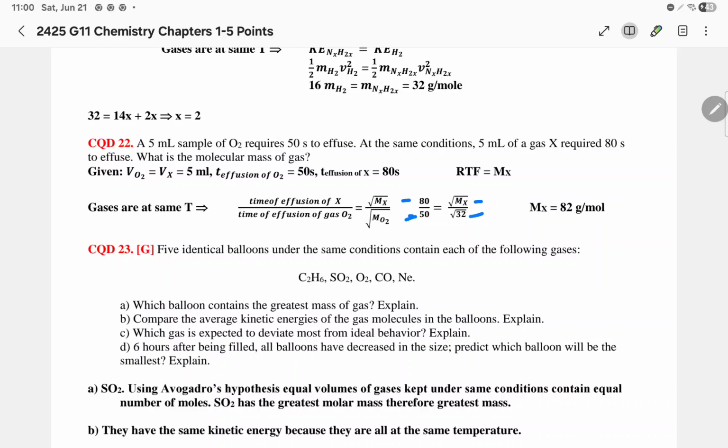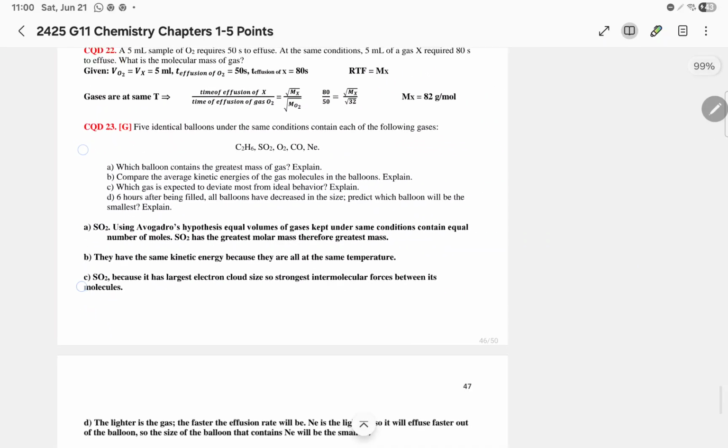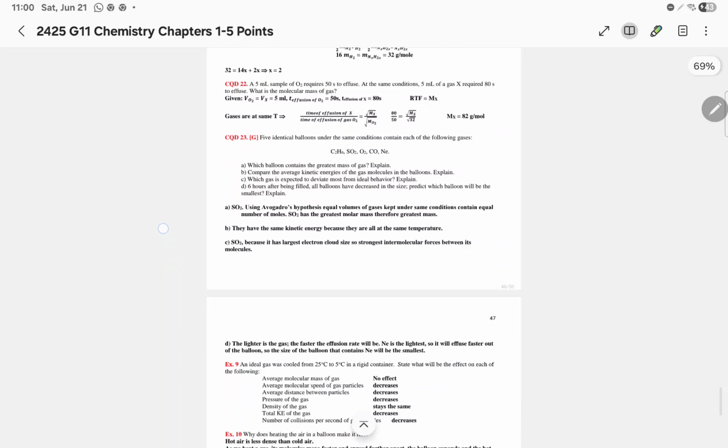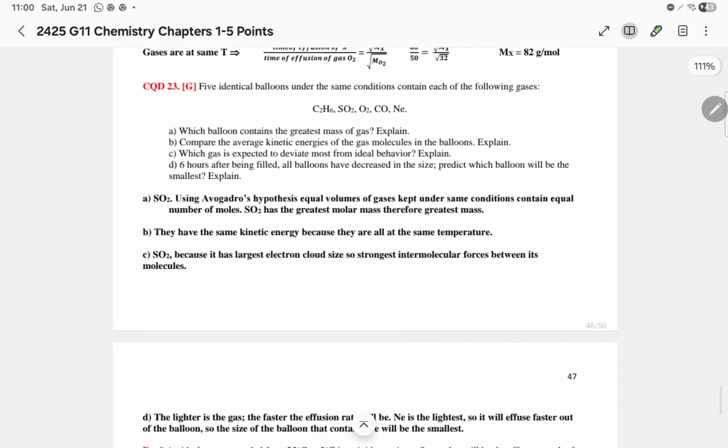You're gonna say, aren't we supposed to flip them? That's when we're talking about rate. In time, you don't. So radical 32 times 80 divided by 50 gives you the molar mass of X, which you get as 82 when you put it into your calculator. Moving on. So we have a nice question here. No, not really, but sure.